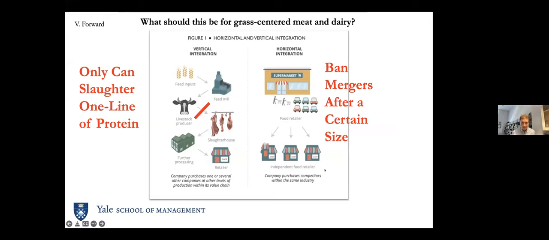So going back to the meat, I'm a fan of saying you can only be in one line of protein. So if you slaughter chickens, you can't slaughter beef. That would essentially break up Tyson into four companies. Or, you know, putting merger caps on.